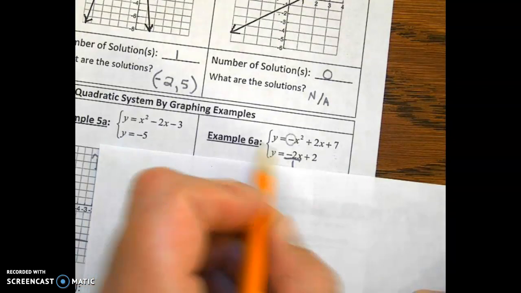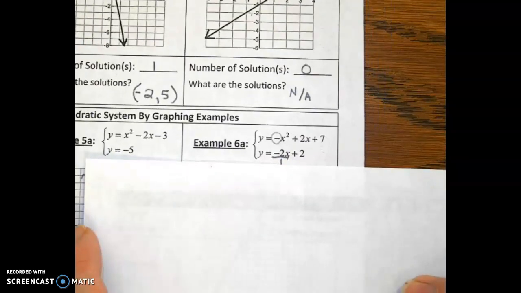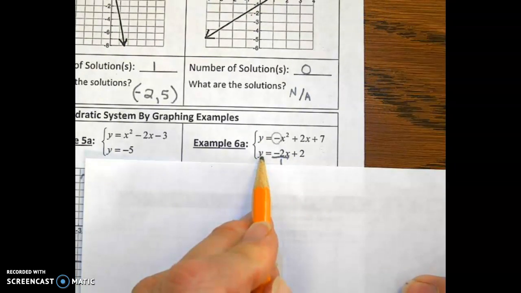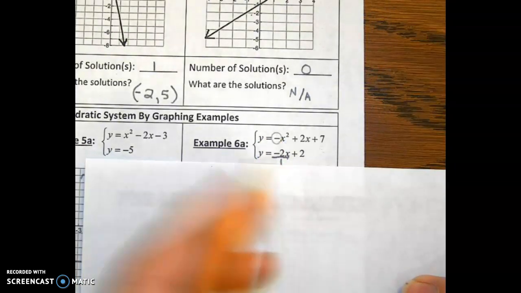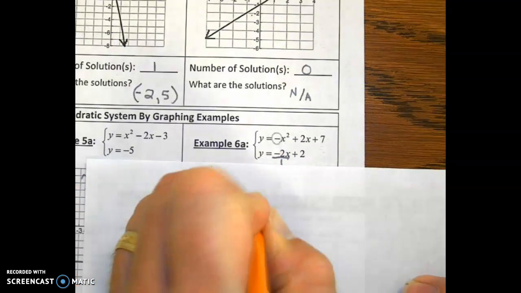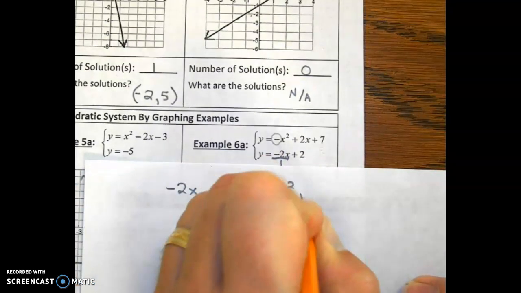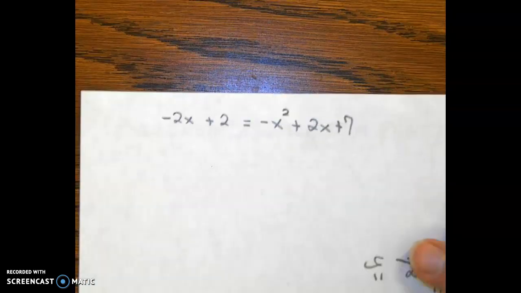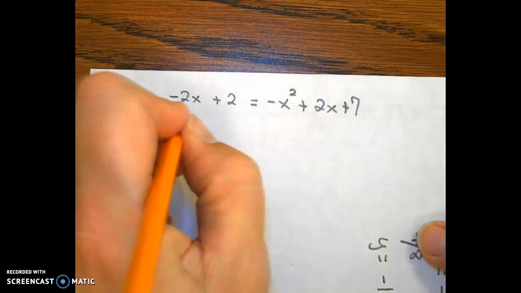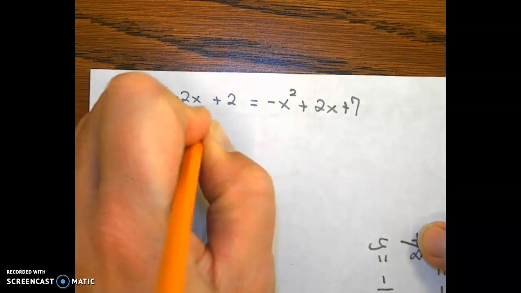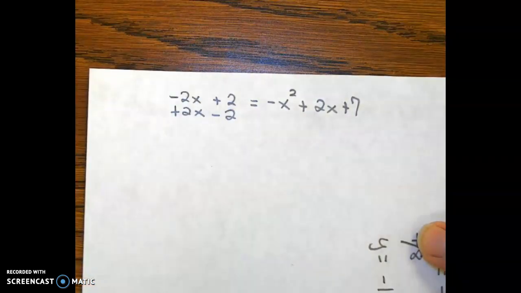So basically, to do substitution to solve, we first have to make sure they're both in y equals, and we're going to set the two equations equal to each other. All right, and now we're going to solve this equation here for x. So we're going to make this side equal to 0. So we're going to cancel those out.